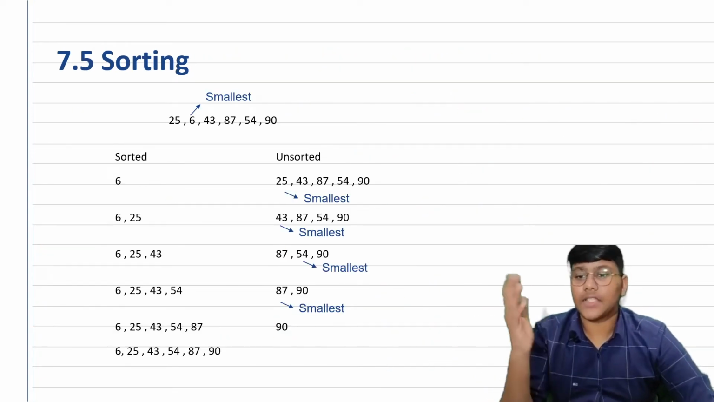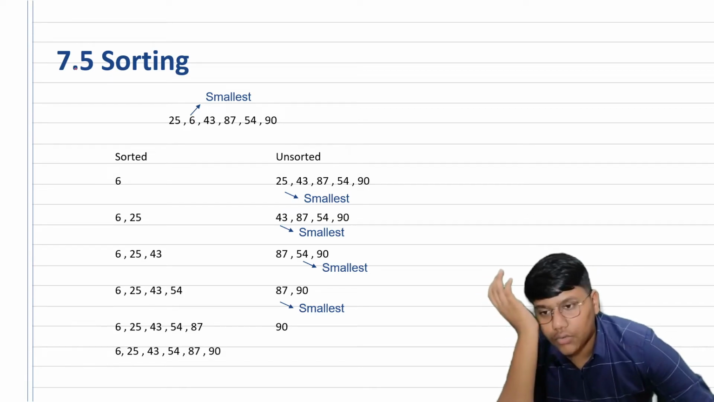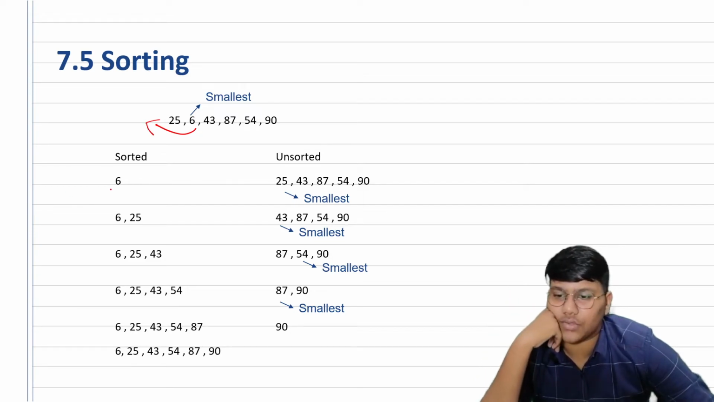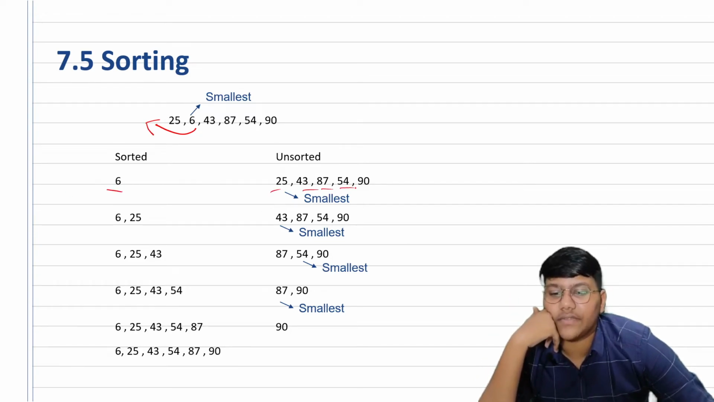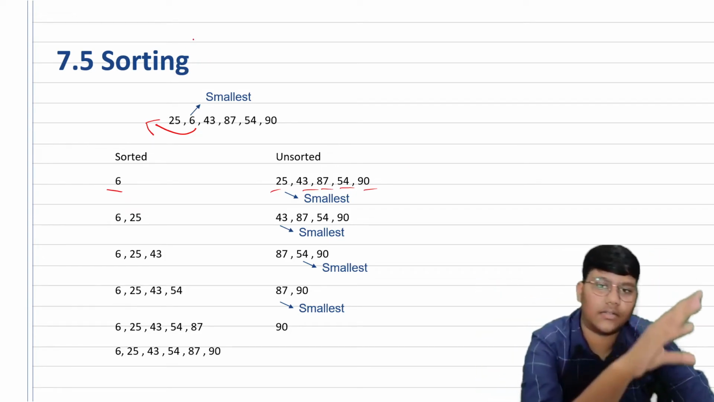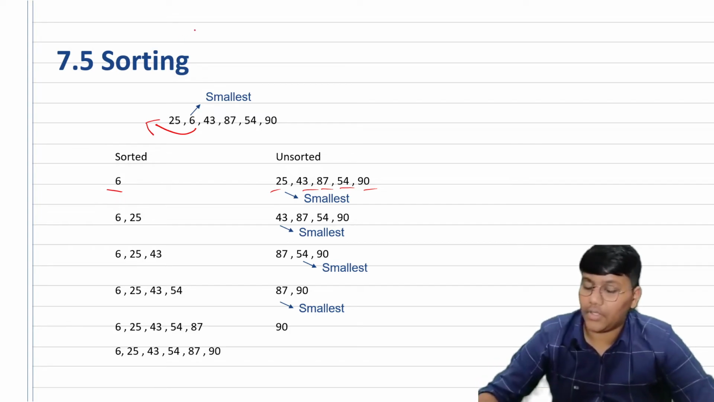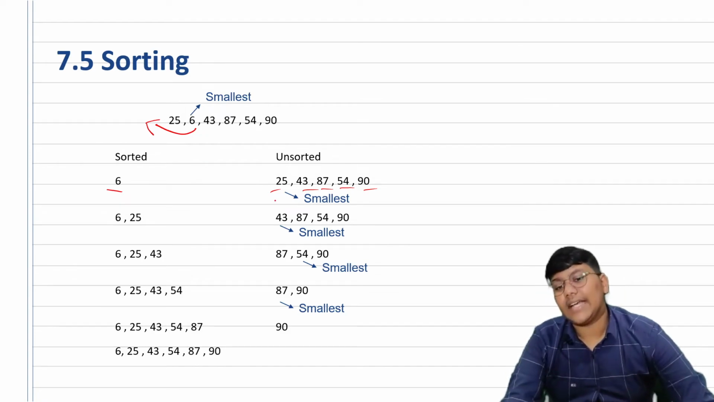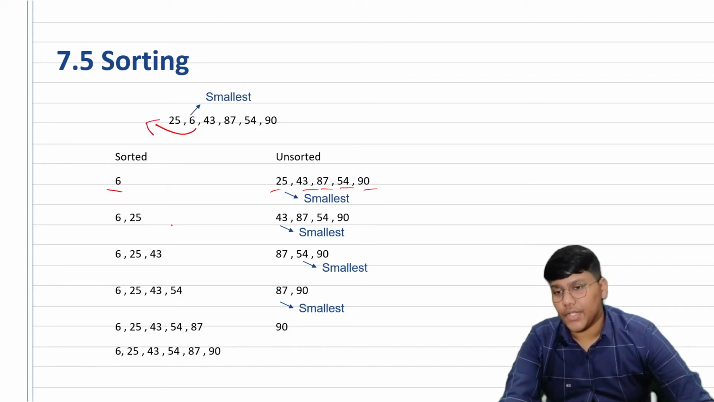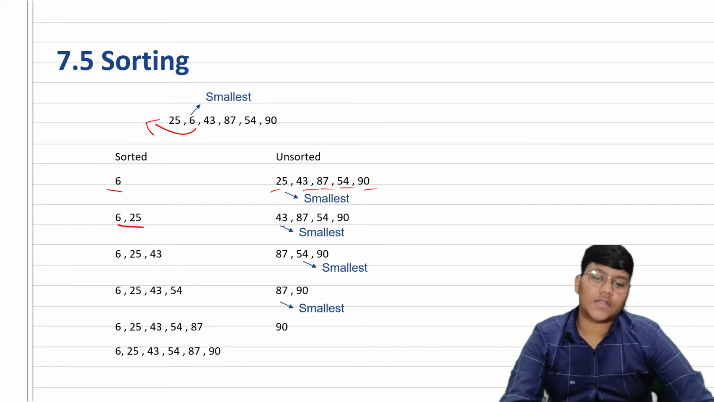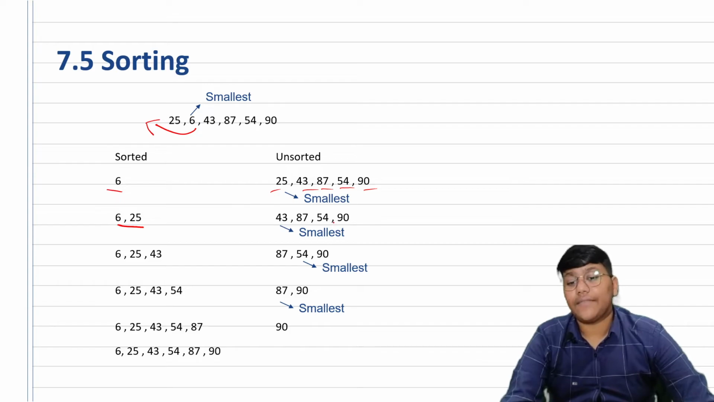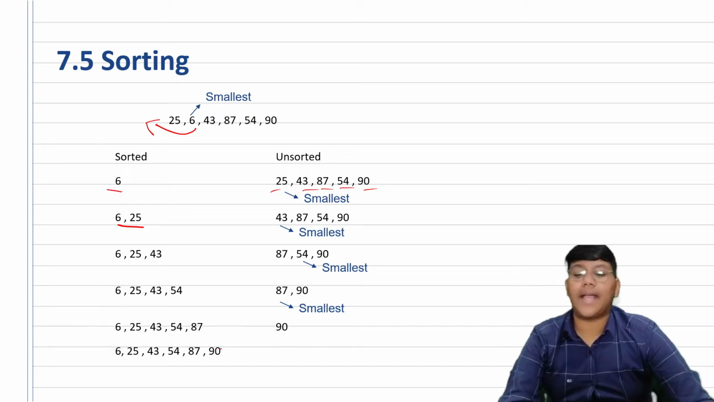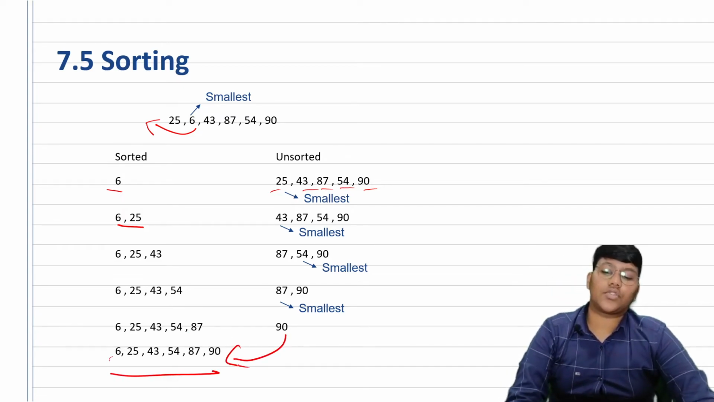Now comes sorting. So how is the sorting done? First we'll bring the smallest number to the front. So sorted: 6, unsorted: 25, 43, 87, 54, 90. This is the ascending order of sorting. The smallest number is 6, so 6 will come first. Then from the unsorted part, the smallest number is 25, so 25 will come. 6, 25 sorted; 43, 87, 54, 90 not sorted. Then from this the smallest number will come, 43. Then from this the smallest will come, 54. Then the last number will come. So this becomes our sorted array.